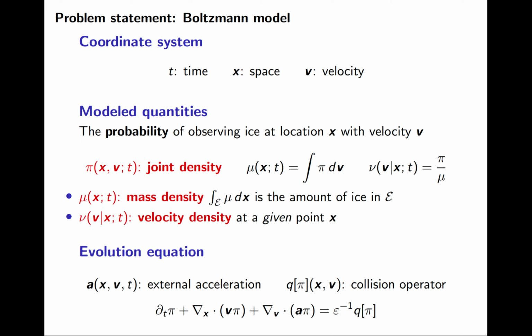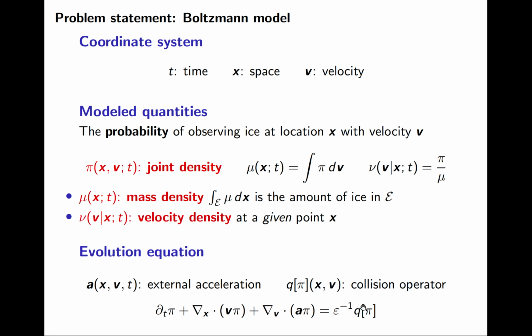And we do this evolution using the Boltzmann equation, which is this equation here at the bottom, which basically says that the evolution of this joint density depends first on advection in the spatial coordinate, and this advection is advected by the velocity. And then the second term here is advection in the velocity coordinate, and advection in the velocity coordinate is due to this external acceleration, which is some known and prescribed field, which represents acceleration due to interaction with something like the ocean or the atmosphere.